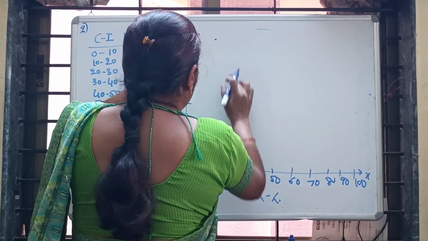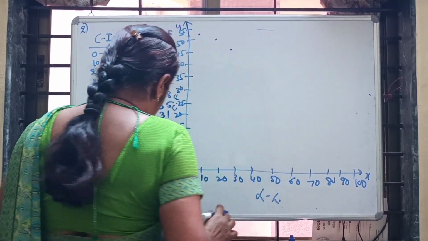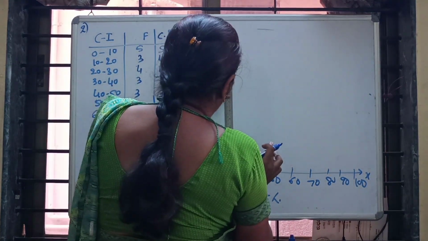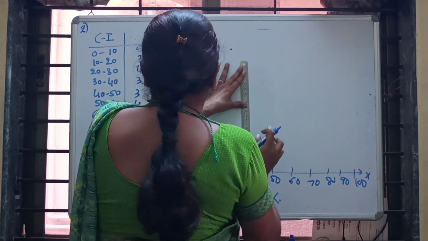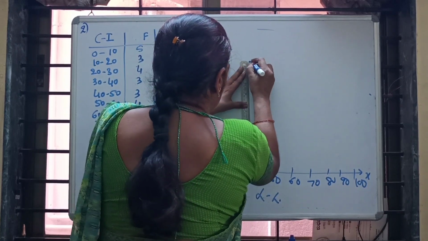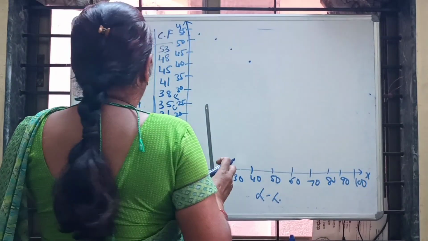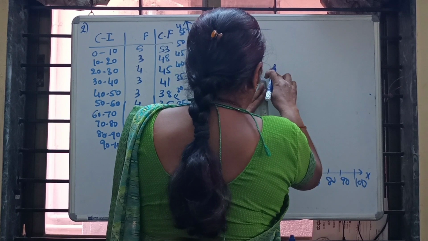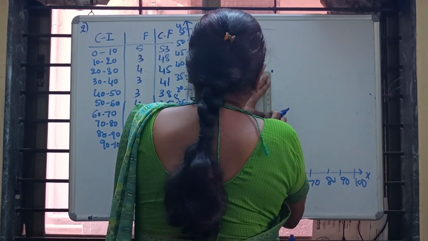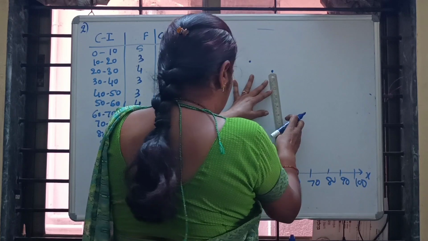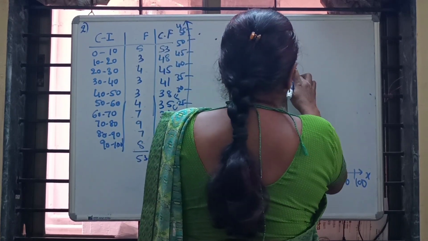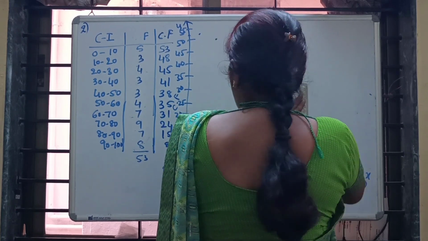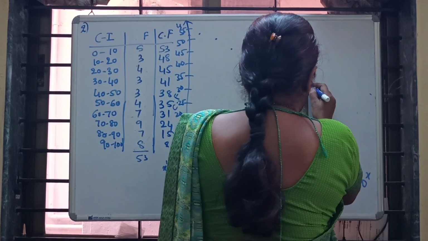Then 45, this line 45, I'll take the scale to understand. And this is for 30. For 40 it is 41. Here it comes. Then for 50 it is 38. 38 is somewhere here. You will get the point here. After 38 it is 35. 35 is exactly on the line. Then it is 31. 31 is just above the 30.